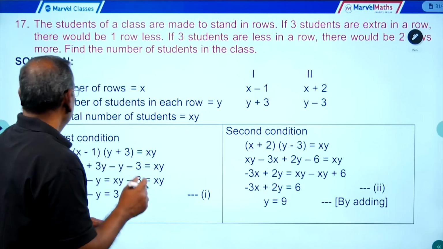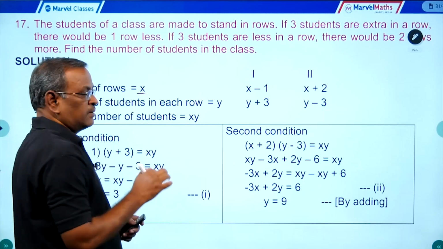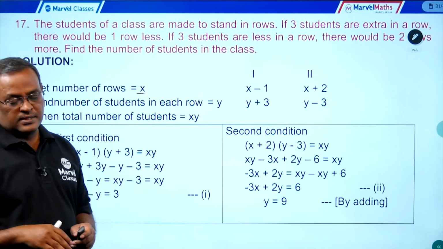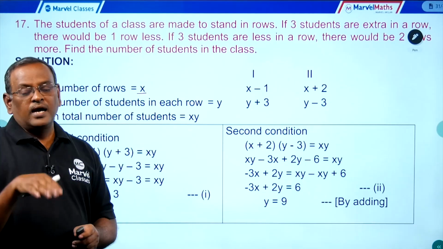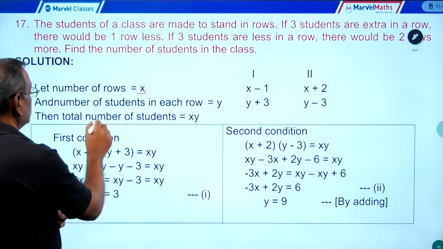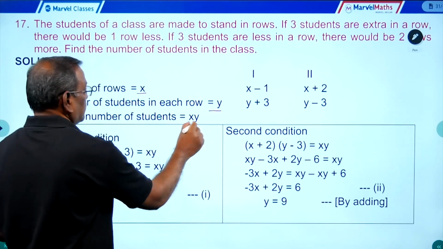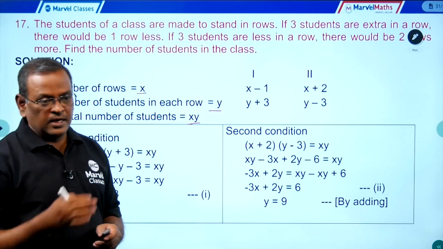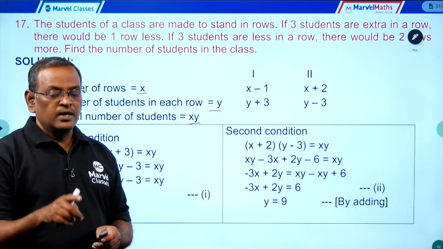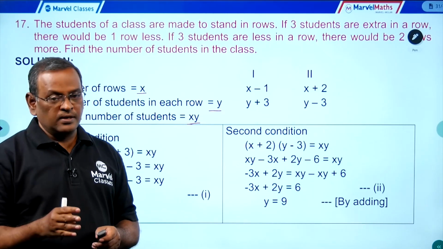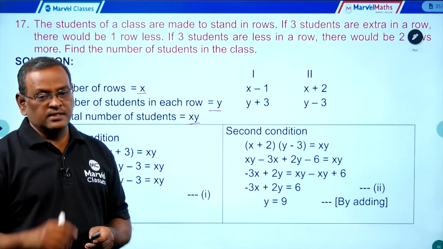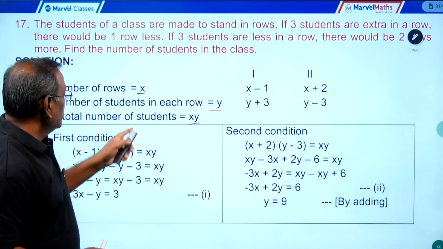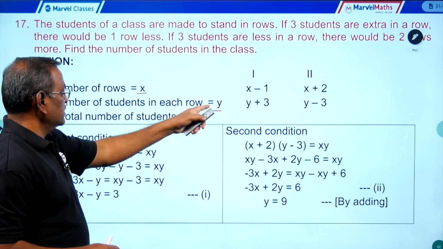First, assume that the number of rows in the class is x, and the number of students in each row equal to y. Then what is the class strength? The class strength is nothing but number of rows into number of students in each row. Assume that there are 10 rows and each row has 4 students, it means the class strength is 40. Similarly, number of students in this class equal to x into y.